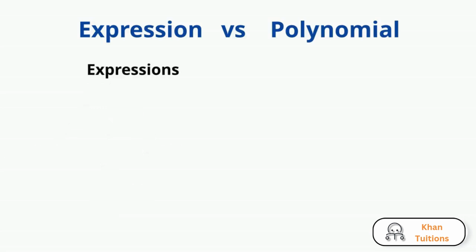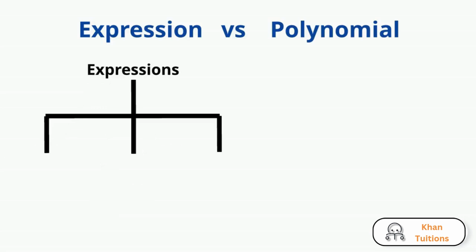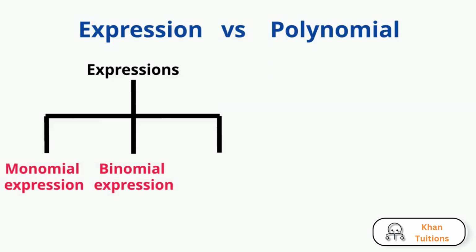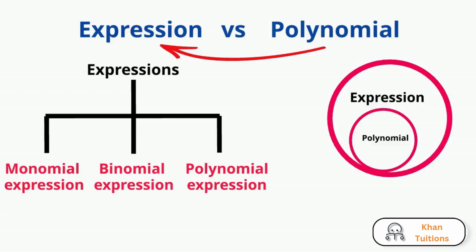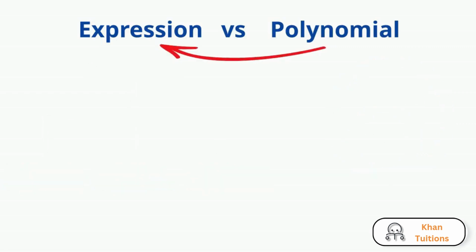Now, algebraic expressions are divided into mainly three types, which include monomial expression, binomial expression, and polynomial expression. Students, did you notice that polynomial is a subcategory of an algebraic expression? It means we can definitely say that every polynomial is an algebraic expression, but every algebraic expression is not a polynomial. As polynomial is also an expression, so it must have variables, constants, coefficients, and algebraic operations.